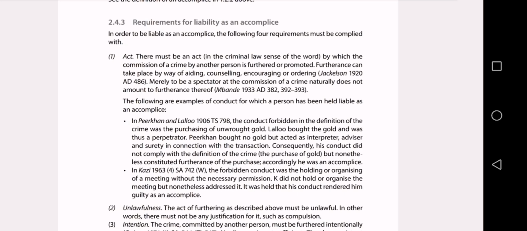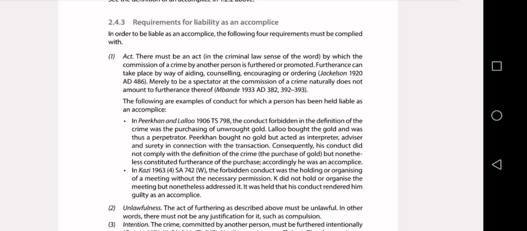Requirements for liability as an accomplice. In order to be liable as an accomplice, the following 4 requirements must be complied with. 1. Act. There must be an act in the criminal law sense of the word by which the commission of a crime by another person is furthered or promoted. Furtherance can take place by way of aiding, counseling, encouraging, or ordering.